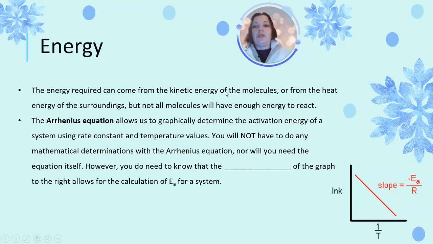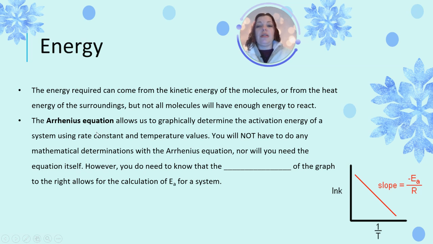So then let's talk about the energy. The energy required can come from the kinetic energy of the molecules if they're moving faster, or it can come from the heat energy of the surroundings, but not all molecules will have enough energy to react. We looked at that already when we talked about Maxwell-Boltzmann graphs. The proportion of molecules that will have enough energy to react is dependent on temperature, in part because they can use that to increase the kinetic energy of the molecules.